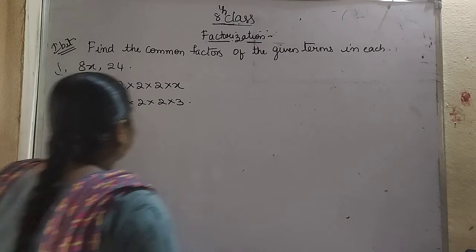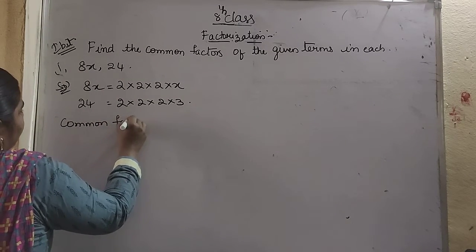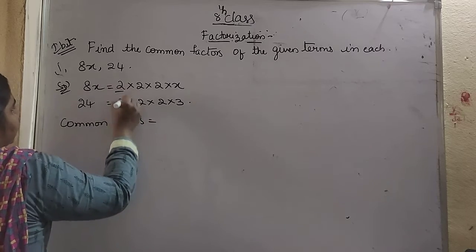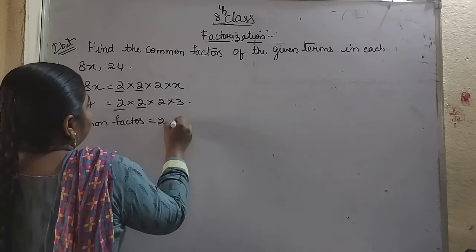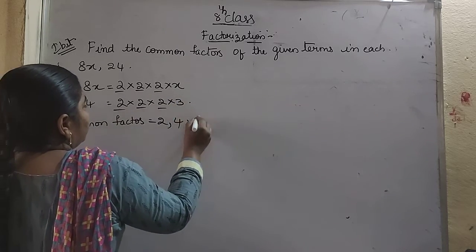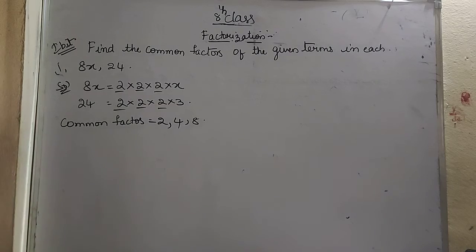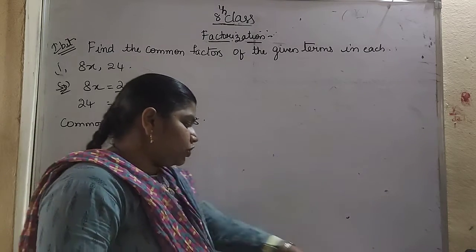So what are the common factors in this? Common factors are 2, 2, 1 more 2, 1 more 2. 2 twos will be 4, and 4 twos will be 8. So what are the common factors here? 2, 4, 8 are the common factors in the given first question.